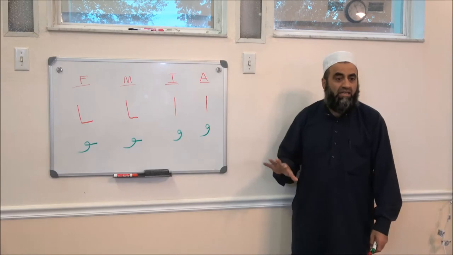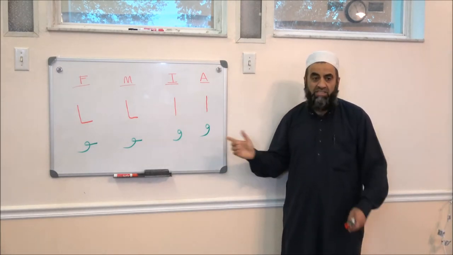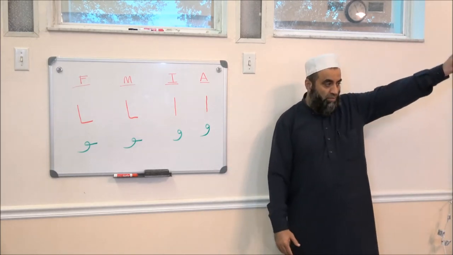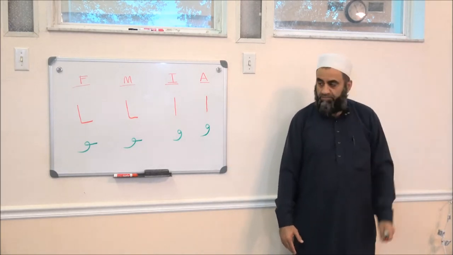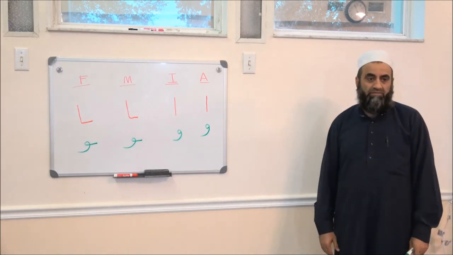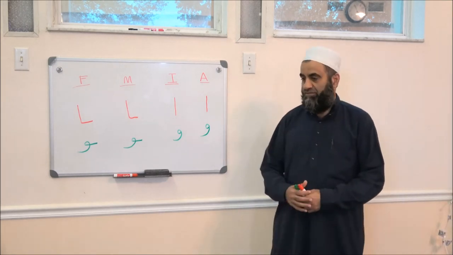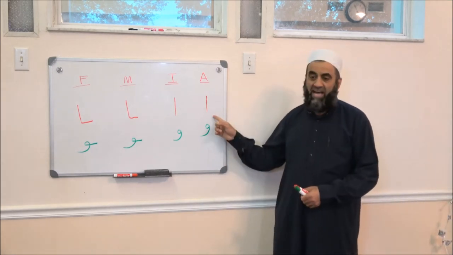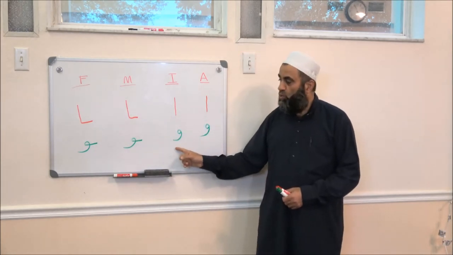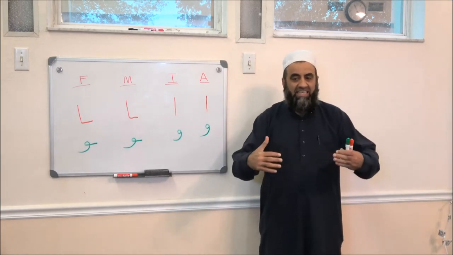How many letters do not connect from the left side in the Arabic language? Six. Today we have learned how many? Two. We will learn about the other ones later, inshallah. One more long vowel. One more. And it is the E sound. So this is a. This is oo. And the last one is e.